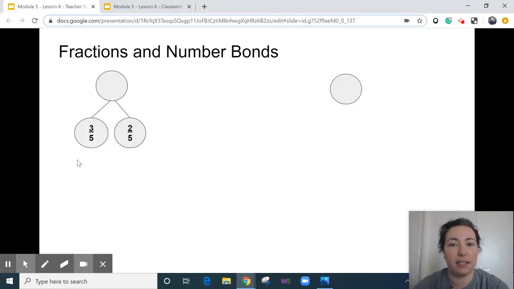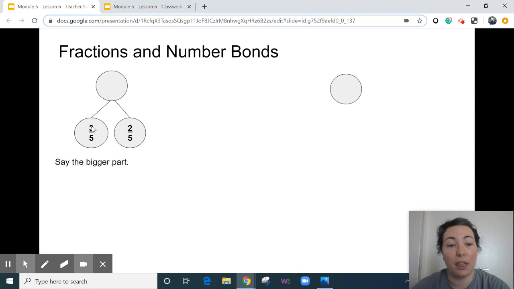So here we have our number bonds. Now, all your experience with number bonds, you'll remember that we have the whole in the top single bubble and then parts in the bubbles below. So here we can see we've got two parts of this whole. So let's have a look at what it is.